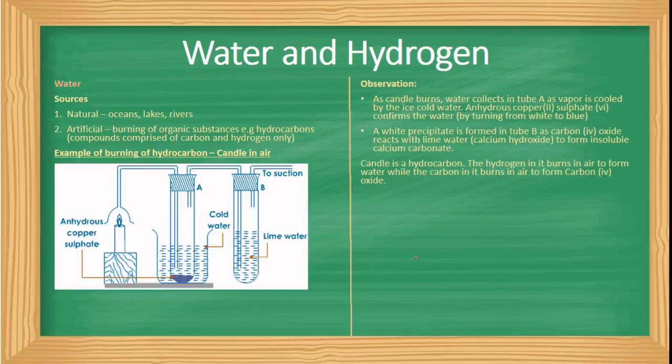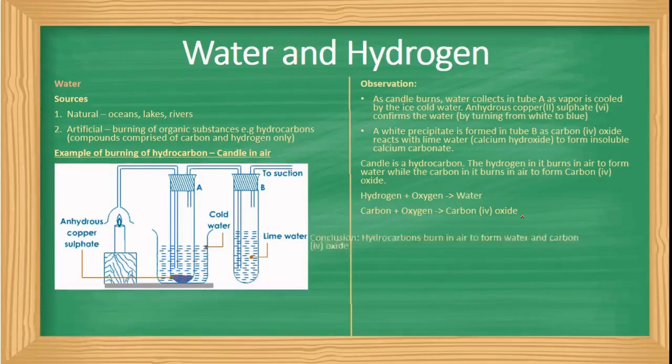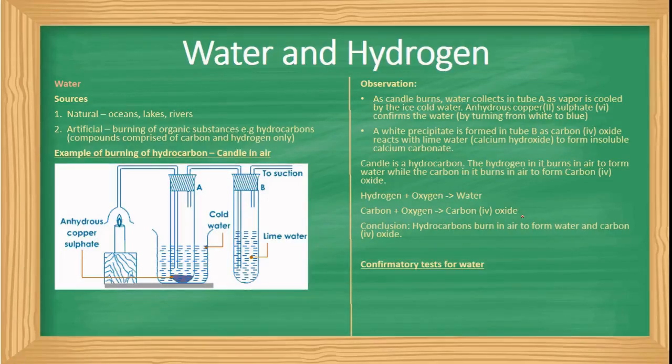So candle is a hydrocarbon, and therefore the hydrogen in it burns in air to form water, while the carbon in it burns in air to form carbon dioxide, as per the two equations you can see. Hydrogen plus oxygen is water, and carbon plus oxygen is carbon dioxide. The conclusion is that hydrocarbons burn in air to form water and carbon dioxide.